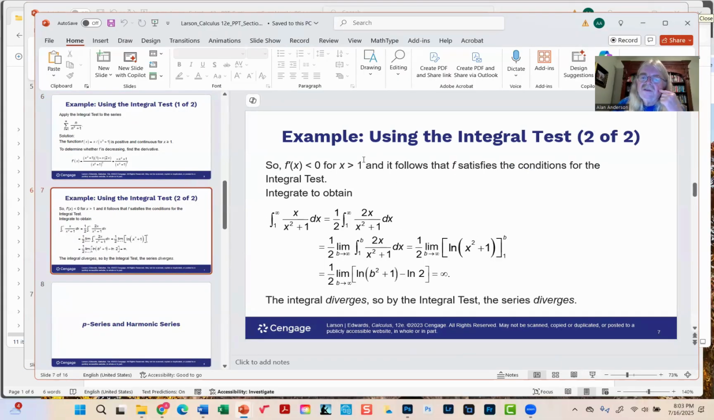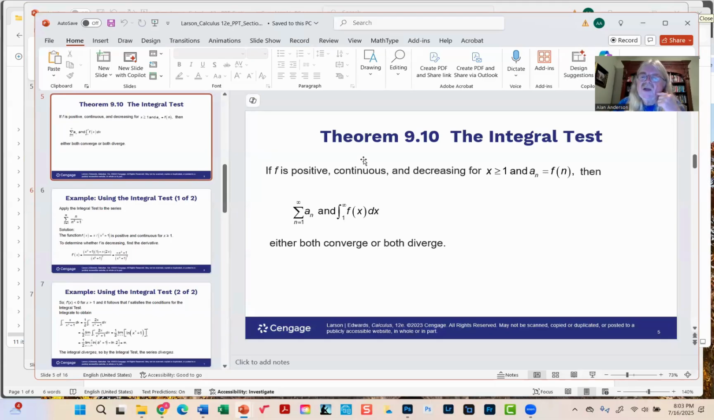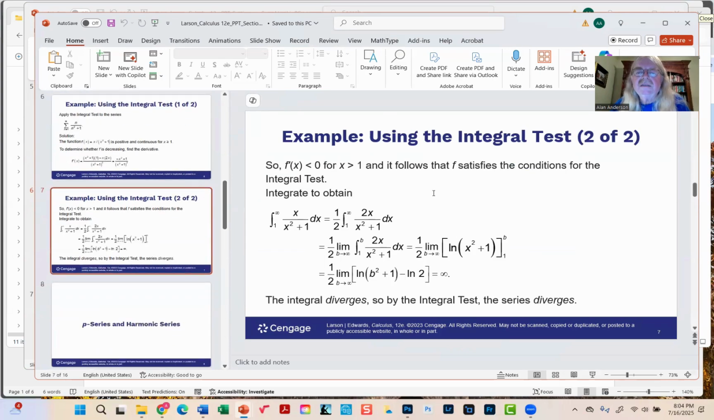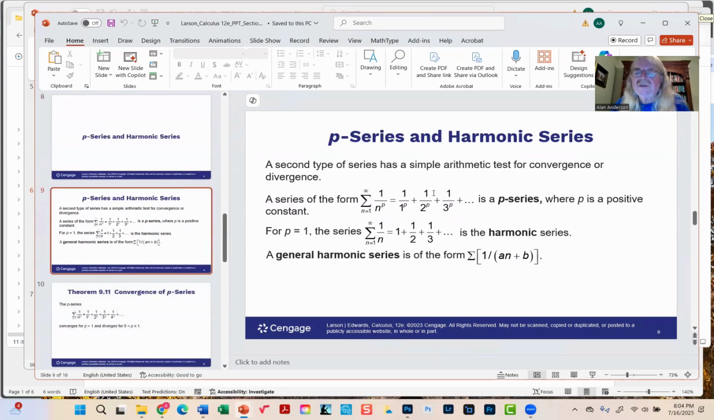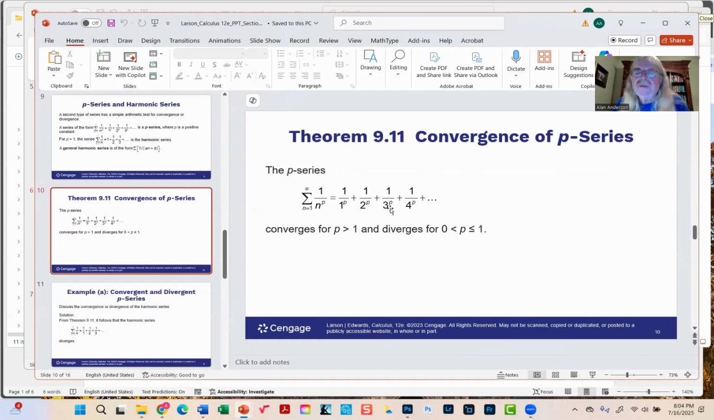We must have f positive and continuous but decreasing for all x greater than or equal to 1. And here, the p series, if you notice, 1 over n to the p, no matter what p is, as long as it is strictly greater than 1, then this series converges to some constant. Anything between 0 and 1, well, we end up with a divergent series. Okay.